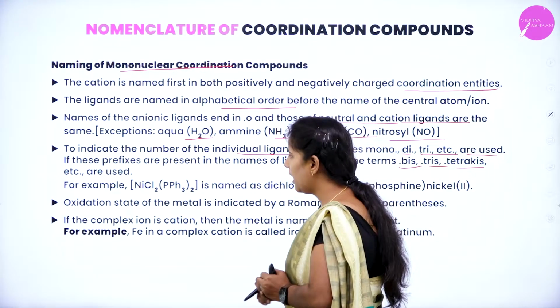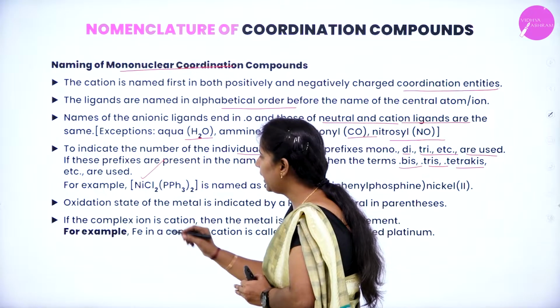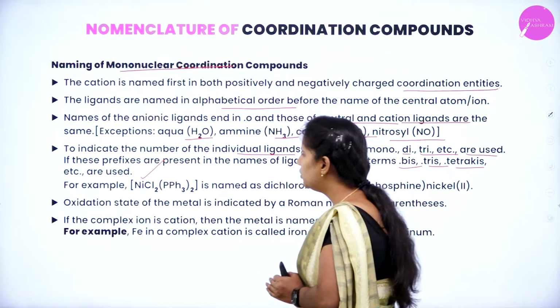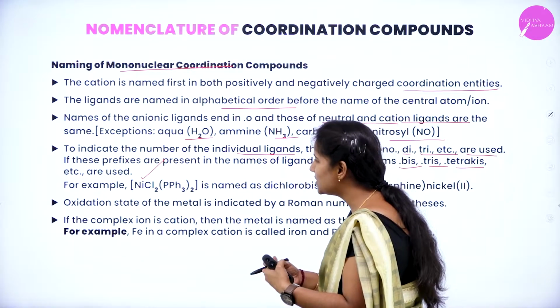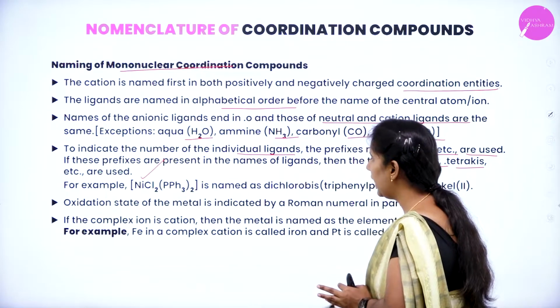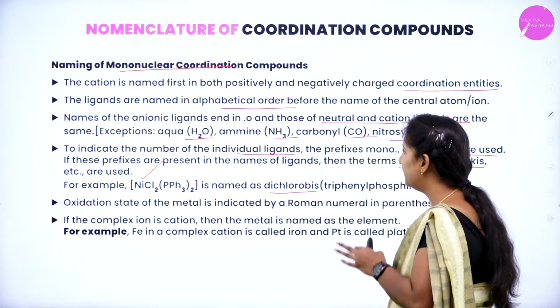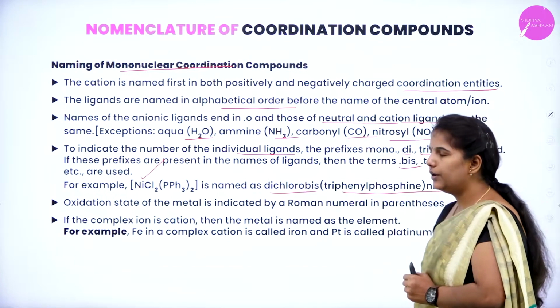Here you can see that nickel is the central metal atom, followed by 2 chlorine ligands and also 2 PPh3 ligands. In such cases, while naming, you can see that there are 2 PPh3 groups, and we use the name dichloridobis(triphenylphosphine)nickel(II).